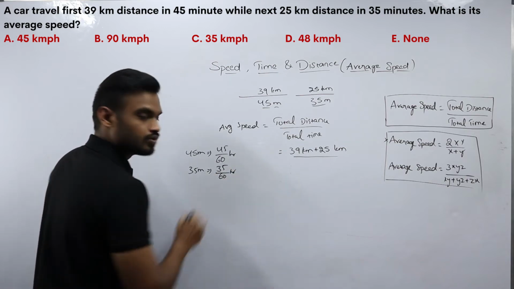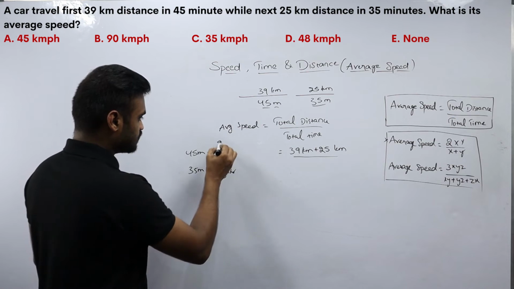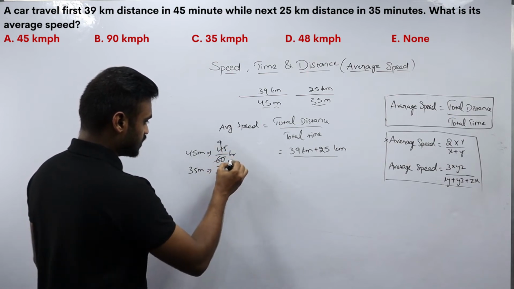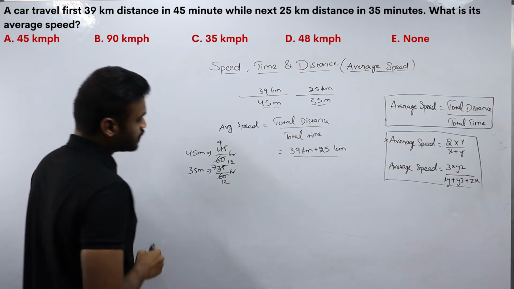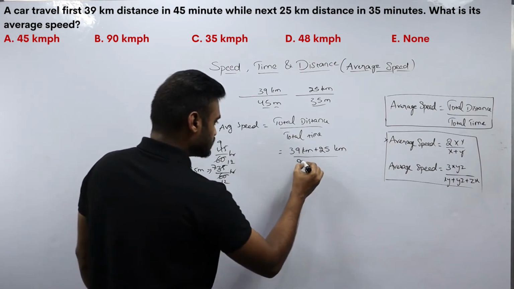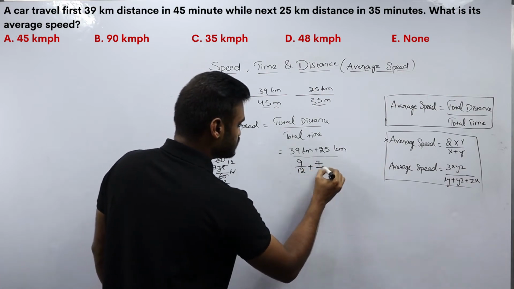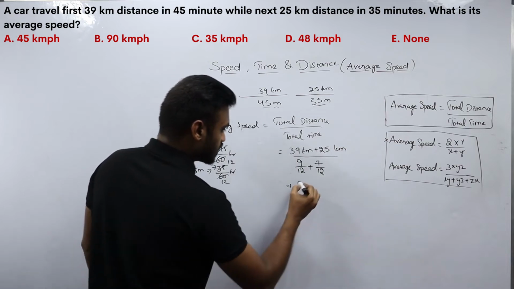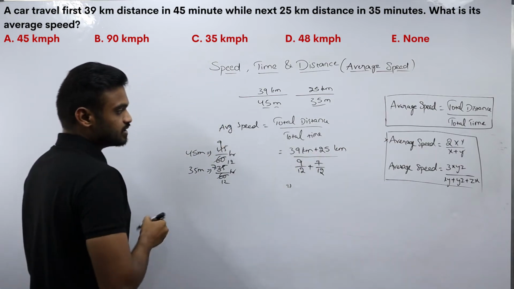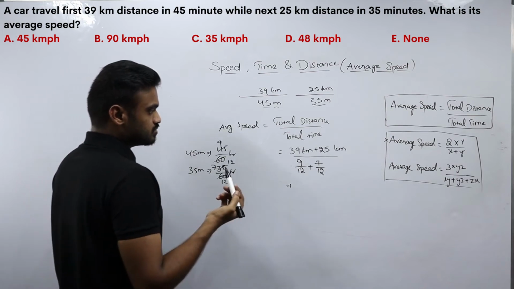Now if I cancel with 5 here, 5 9s are 45 and 5 1s are 5, 5 2s are 10, 5 7s are 35 and 5 12s are 60. So I will get 9 by 12 plus 7 by 12. Now the LCM will be 12 here. 39 plus 25, that is 39 plus 15 will be 54, and 64.